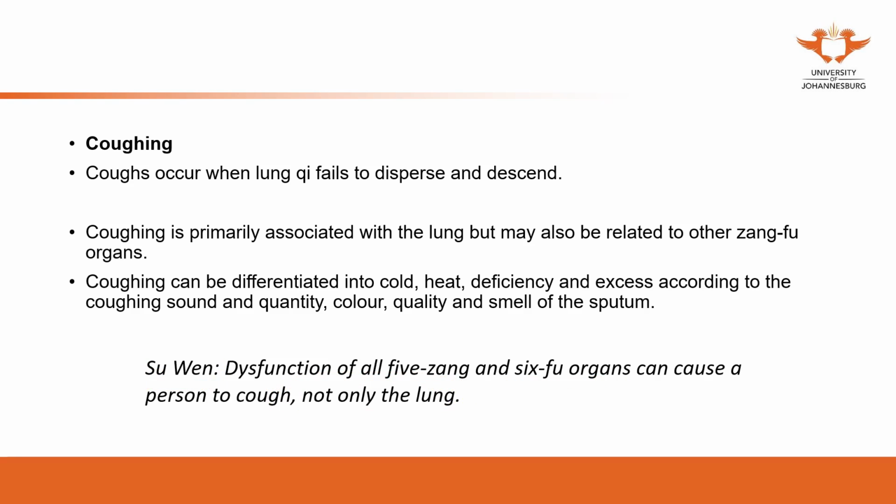The liver is the wood. The wood can affect the metal, which is the lung, and also can cause coughing. And all these different kinds of coughing have different sounds. So that's the purpose of our studying here, to identify different sounds of the coughing or different manifestations of the coughing, such as the sounds, the quantity, the color, the quality, the quantity of the phlegm.